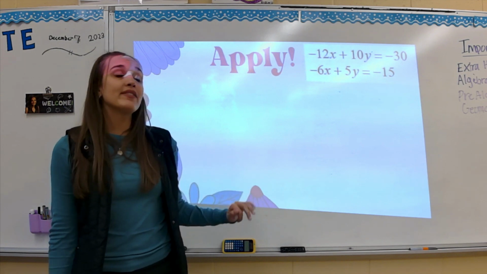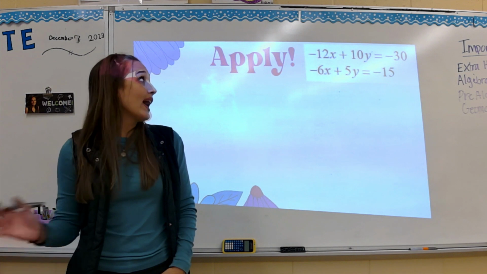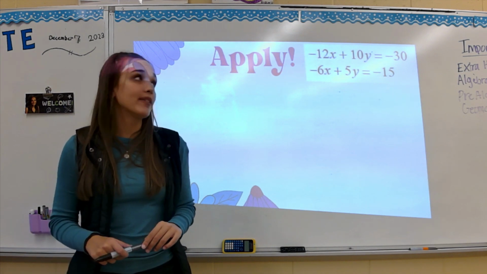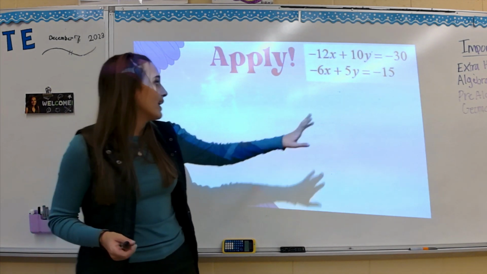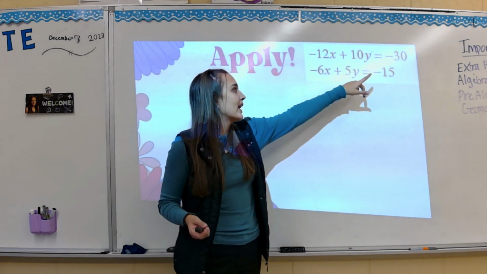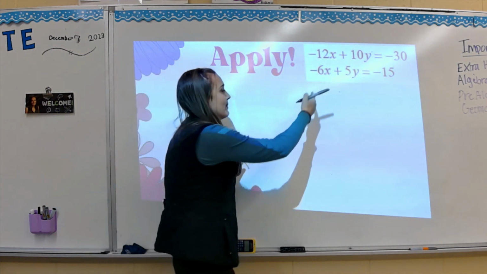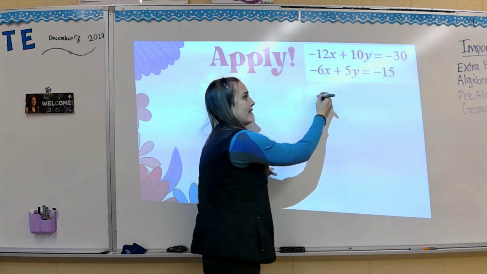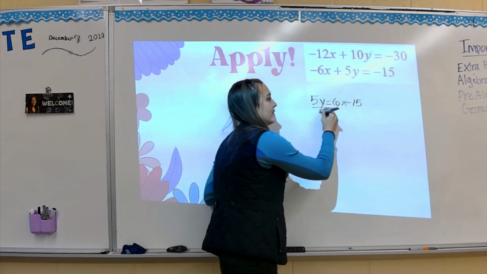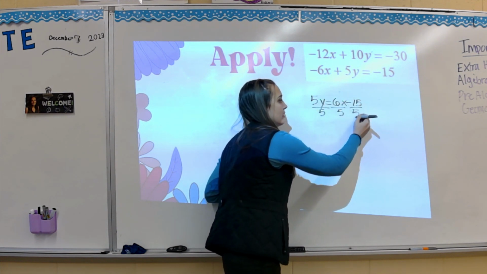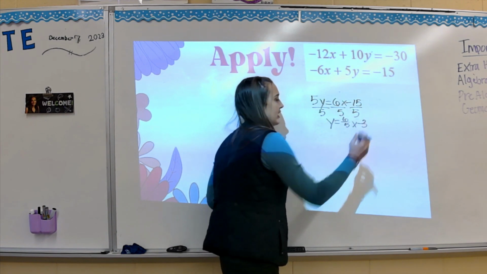For our last problem, I have negative 10x plus 10y equals negative 30, and then I have negative 6x plus 5y equals negative 15, and we're trying to see where these two intersect. I'm going to solve for my y. I like it when I divide by 5, I'm going to get an integer value. I love that, so I'm going to solve for that. So that means I have to add the 6x over. So I get 5y equals 6x minus 15, and divide everything by 5. And I get y equals 6/5 x minus 3.